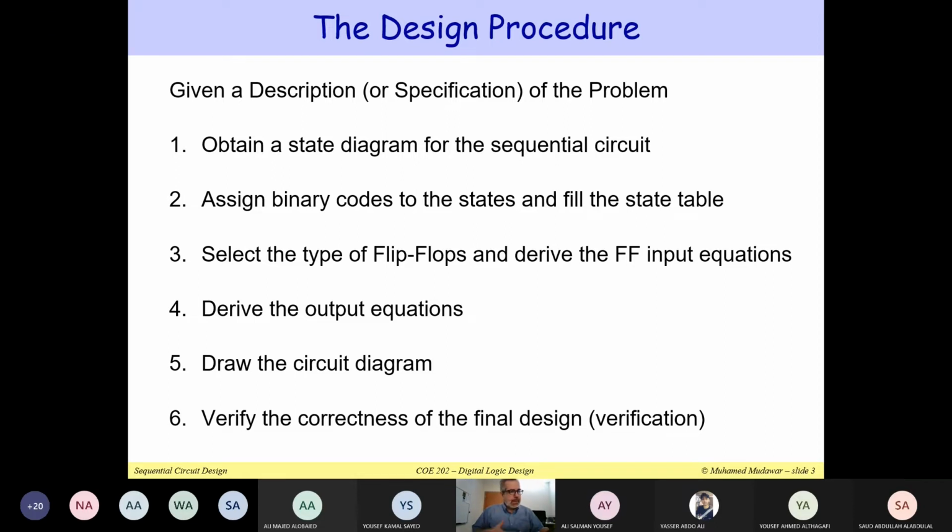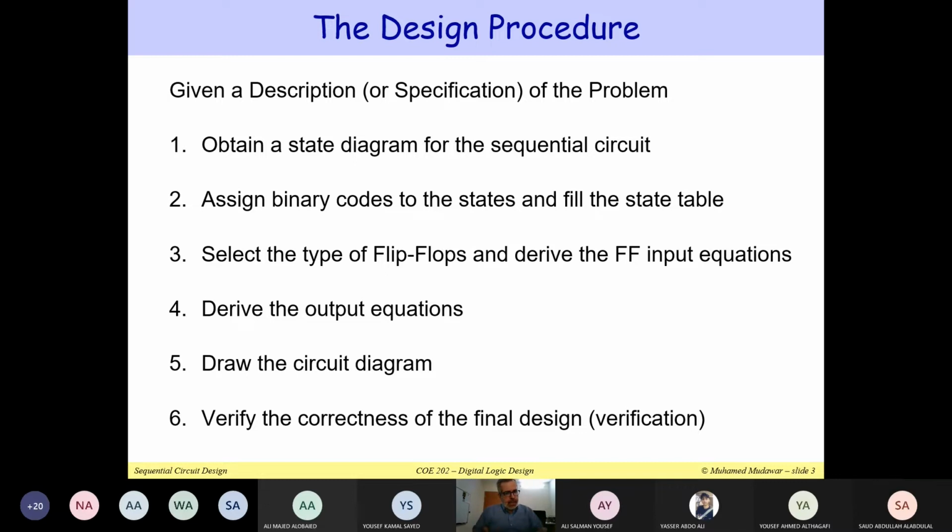Okay. So the meaning of specification, it is a description of the problem. If you have a small problem, we can describe it, for example, with one paragraph or one page. So I'm going to ask you to design a sequential circuit that does this, this, this. So this is what I mean here by specification. I'm describing to you the problem.